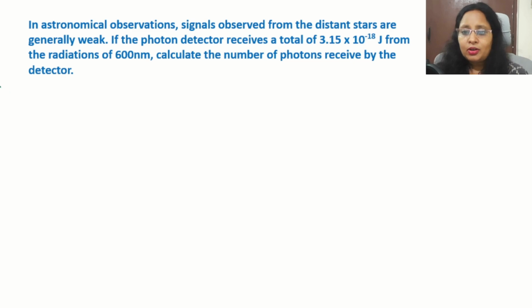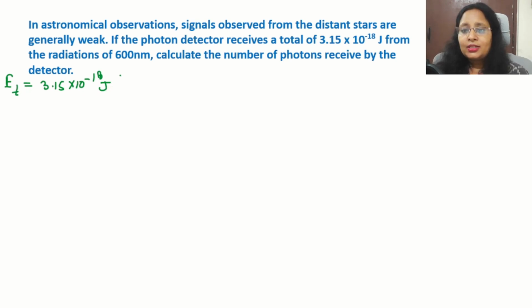So friends, first of all, we'll collect the data. Here they have given the total energy, which we can denote as E_T. Its value is 3.15 × 10^-18 joule. This is the amount of energy coming from the star.